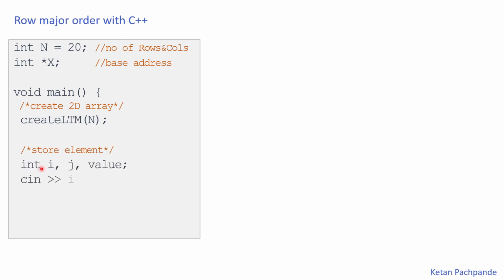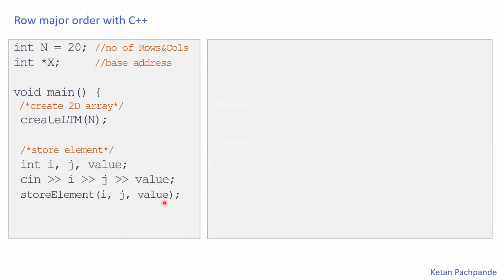how to store the elements? Let's assume that integer i, j and the value, and I ask the user which element, what is the value of i and j, means which element of the low triangular matrix in which you want to store this value. So user will provide the value of i, value of j, and at that i and jth location, we have to store the value provided by the user. So for that matter, I declare another function called store element, to which I pass these three values, i, j, and the actual value I want to store.